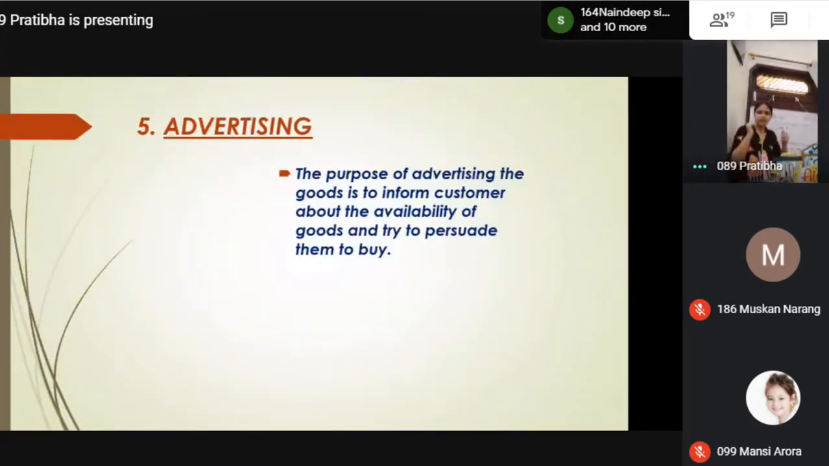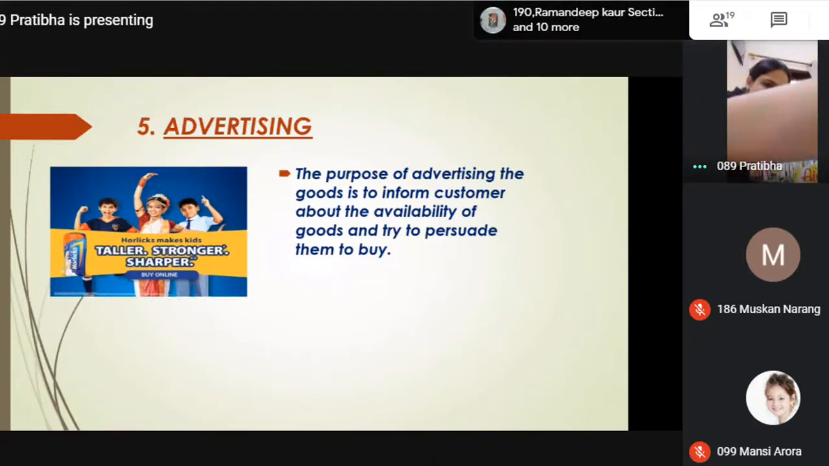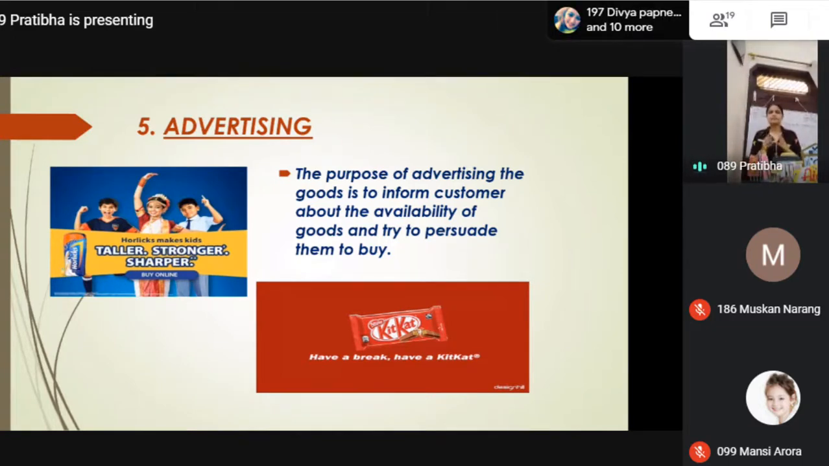Hindrance of knowledge. We see various types of advertisements on television. This facility provides various types of information. With the help of this facility, it helps to create the demand of the product.